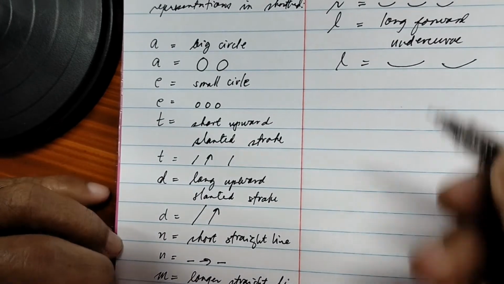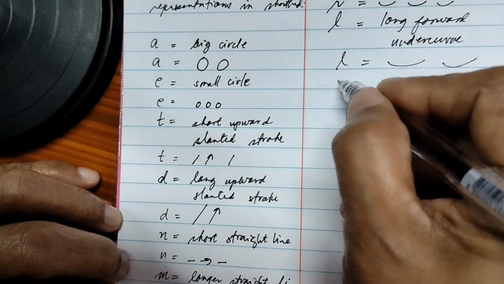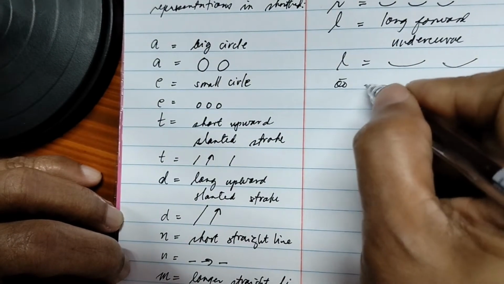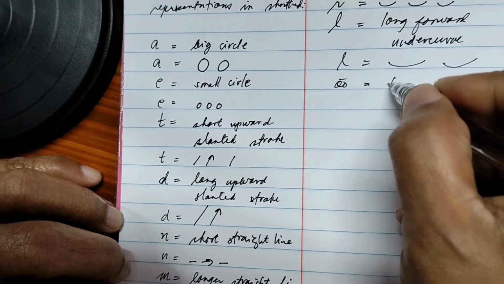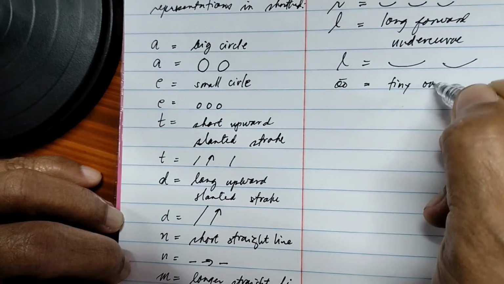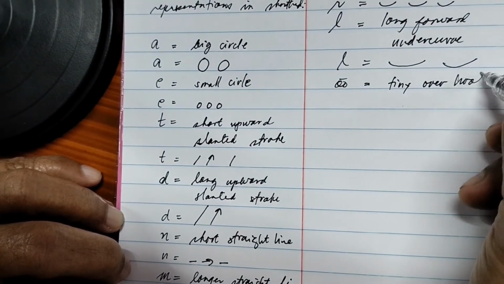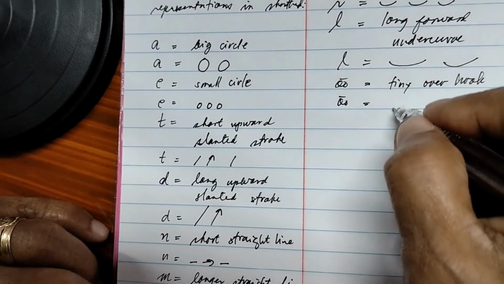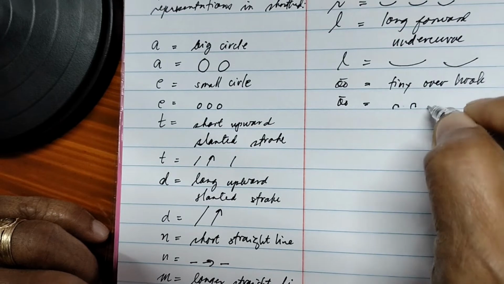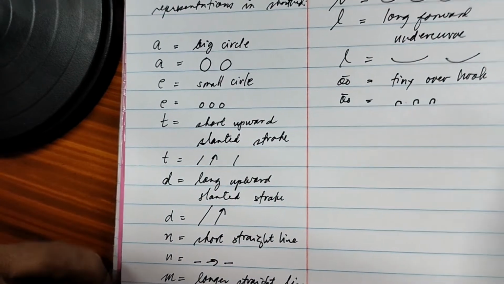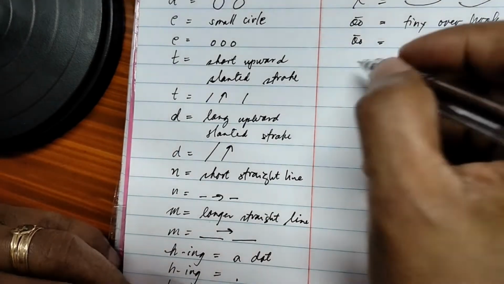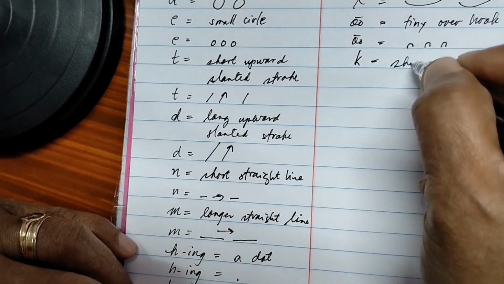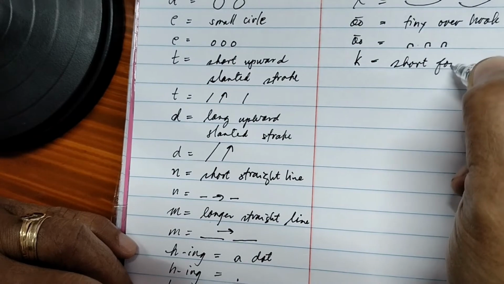Then we have the counterpart of that. That is the sound of U, represented by a tiny over hook. So, your U is represented by these outlines. If you notice, this is the counterpart of O. Okay? Then we have K, letter K, is represented by a short forward over curve.